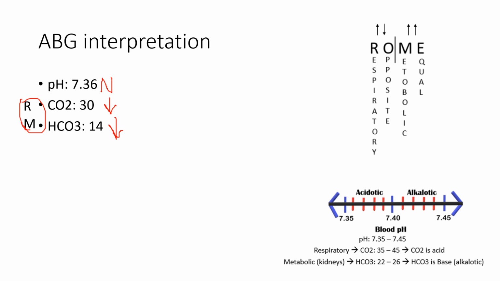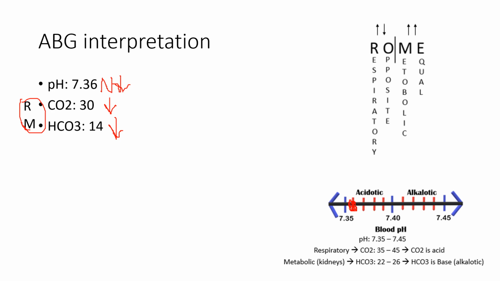So I'm going to come over here, and I'm going to plot my number. So 7.36 is on that low end. So I'm going to go right here. It's on that low end of normal. So it's acidotic. So I'm going to do an arrow down because, again, it's on that low end.